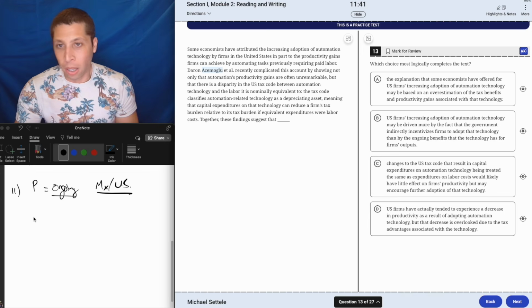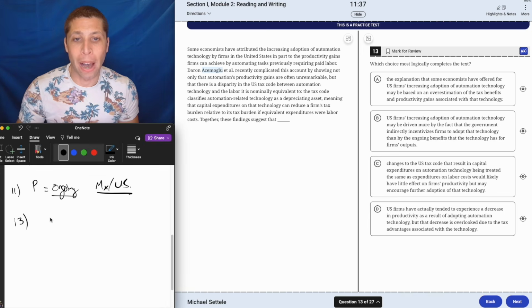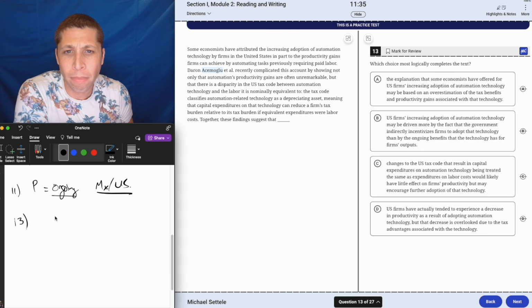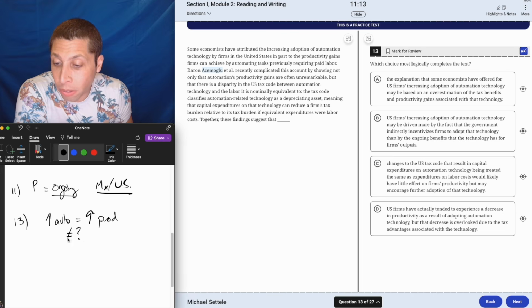Okay. So this is about, what is this about? Okay. It's saying attributed to increasing adoption of automation in part of the productivity gains. So more automation equals more productivity. But it's being complicated. So maybe not. Maybe it's a not equals situation, right?